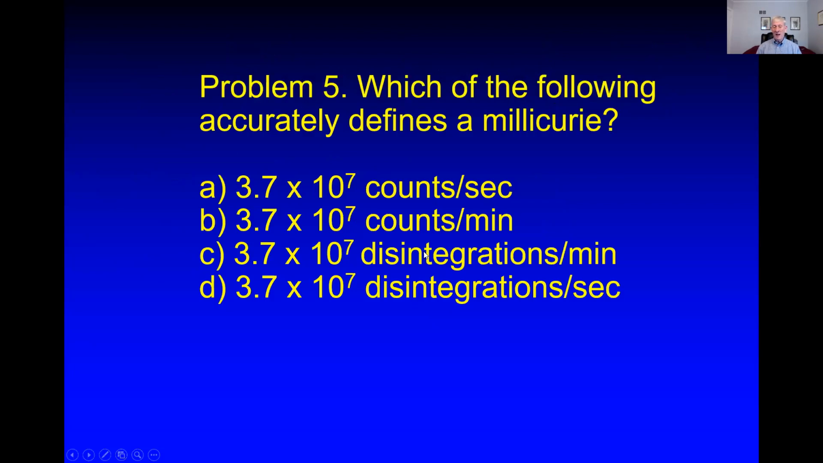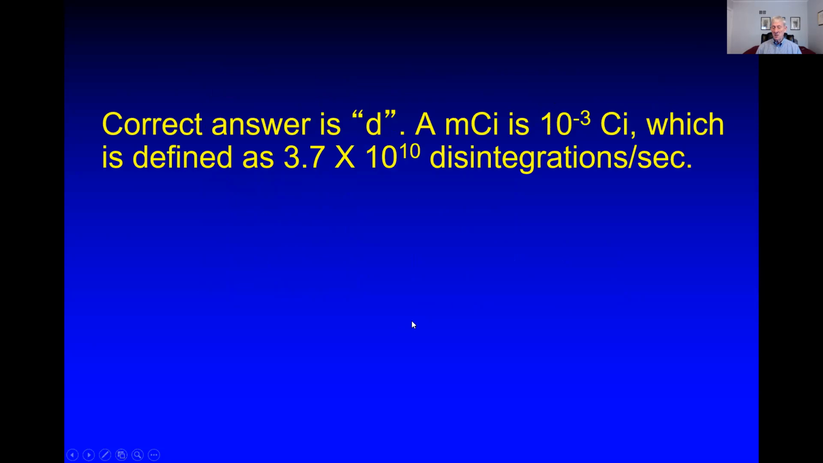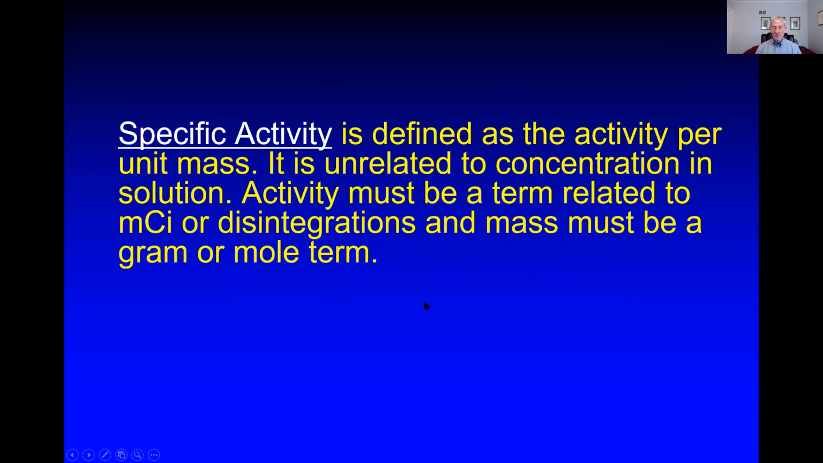Okay. Number 5. Which one of the following accurately defines a millicurie? A, B, C, or D? D. Good. It's got to be disintegrations per second. It has to be either C or D. It can't ever be in terms of counts. By definition, it's disintegrations per second. So choice D is certainly correct.